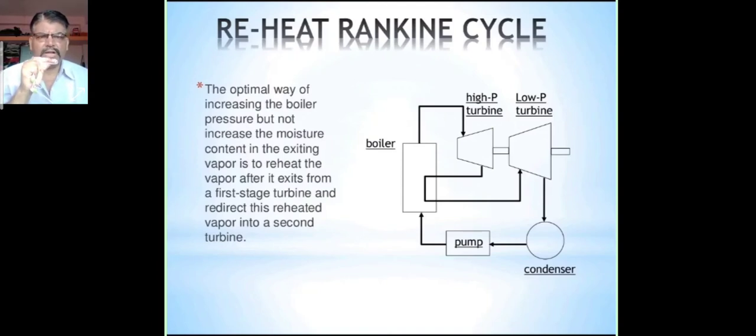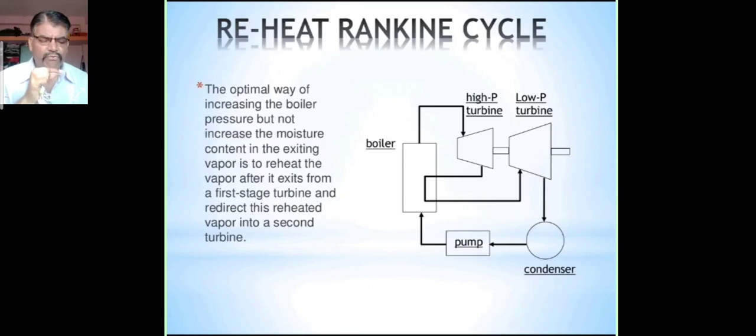Very important. Now the reheat Rankine cycle: all the elements are there, but the turbine is made in stages, that is a high pressure turbine and a low pressure turbine. What happens exactly in the reheat cycle?